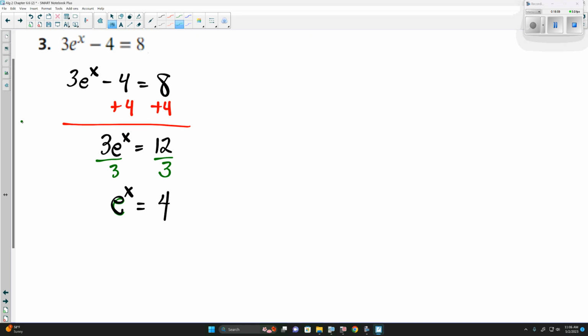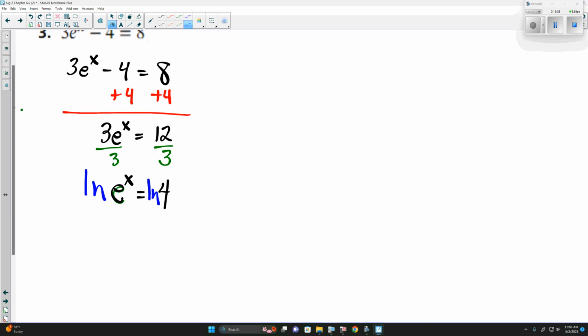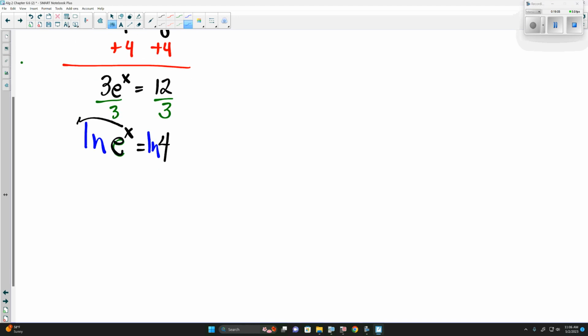Now at this point, we do have e by itself, so we would apply the natural log to both sides. Now we move the x out front, which leaves us with ln of e, and ln of e is 1, so x is equal to the natural log of 4.